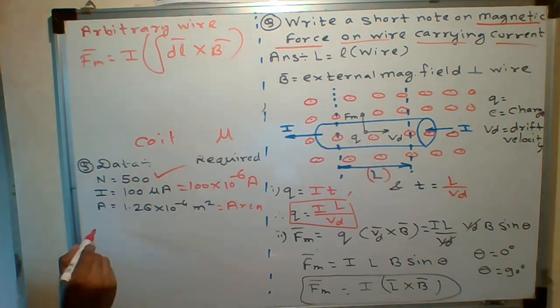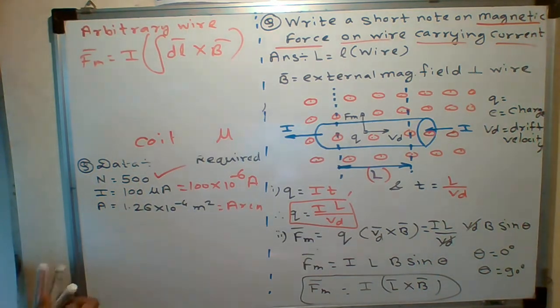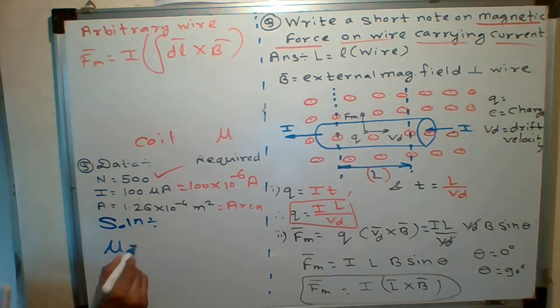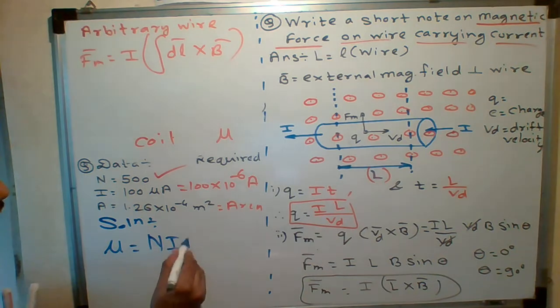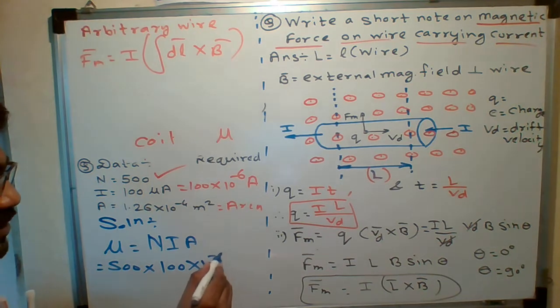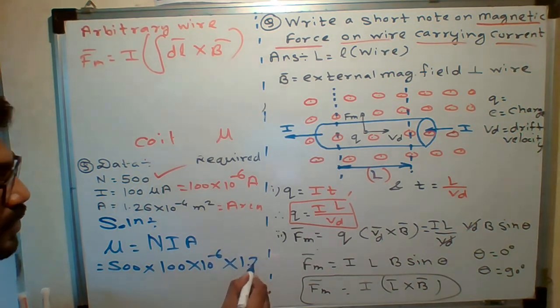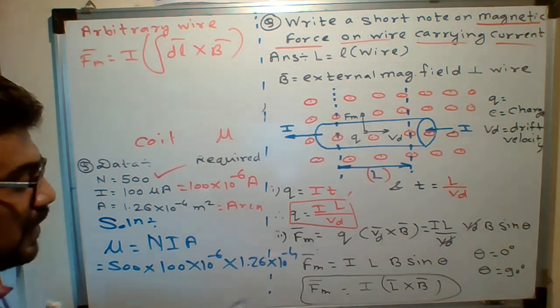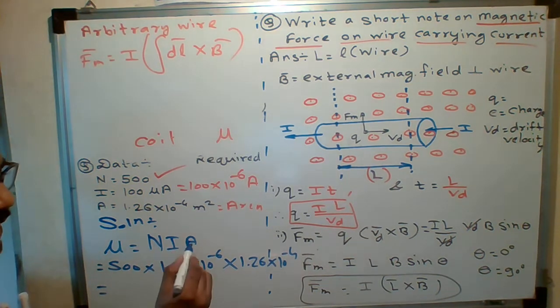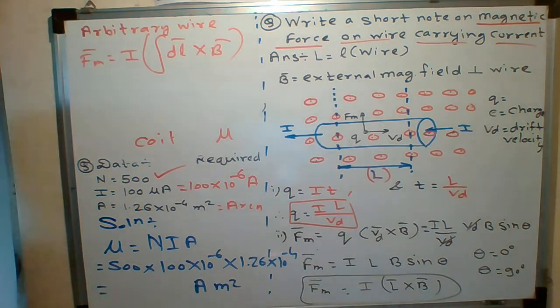Mu. So students, what is the formula? What is magnetic moment given by? Magnetic moment is given by the formula mu is equal to N I A. So what is N here? 500. I is 100 into 10 raised to minus 6 microampere, and area is 1.26 into 10 raised to minus 4. Let us see who will give me the answer. Come on, quick. And what is the unit, students? What is the unit of current? Ampere, and the unit of area is meter square. So who will give me the answer?